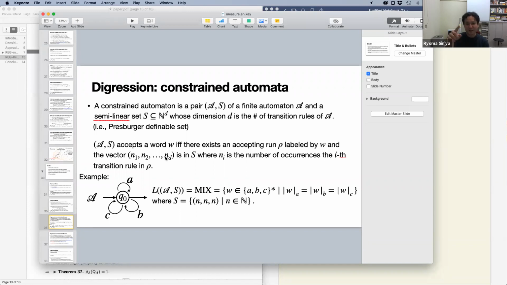Because for each transition rule, we can introduce a state which corresponds to this transition, and then, yes, we can modify. There may be some trivial obstructions for very incidental languages, because you always have to end with an accepting state. So that should be encoded in the similar linear set in some way.